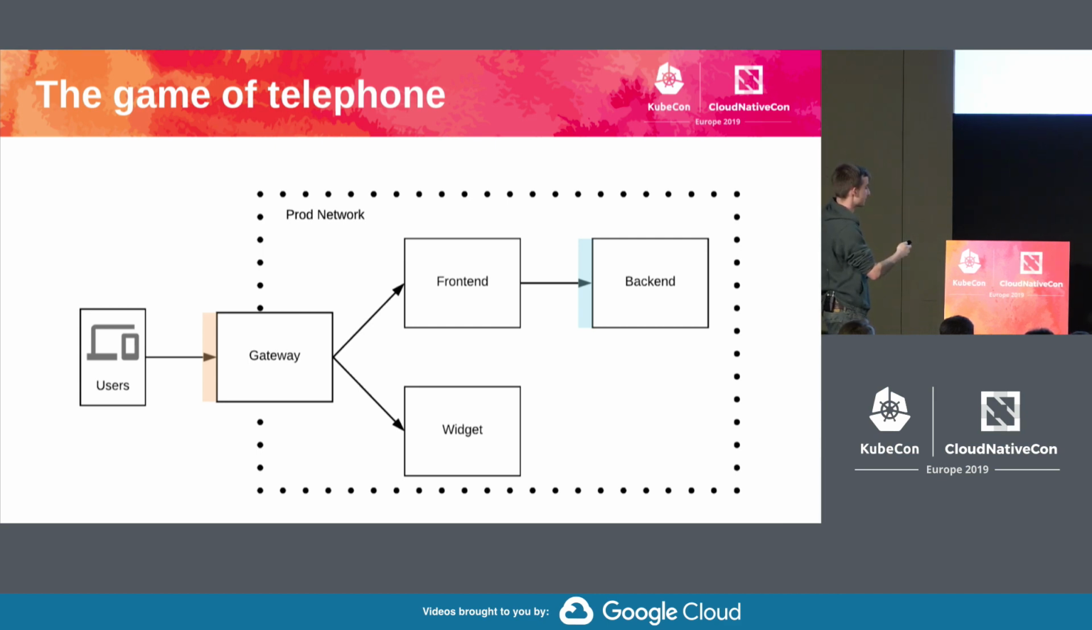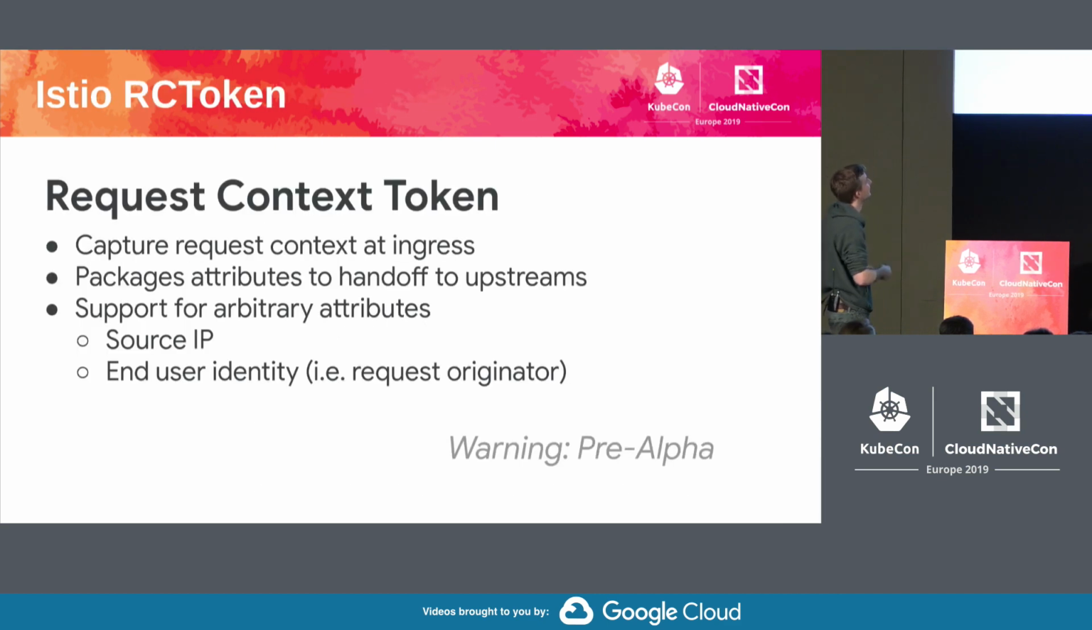However, Istio is currently working on a solution for you. Istio is developing this concept of a request context token. It's all designed. Implementation is ongoing. It is pre-alpha, so it's not something that you can use when you leave, but I'd like to describe some of the theory behind it to you today.